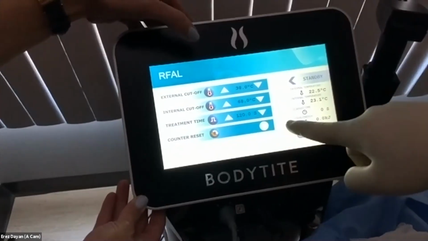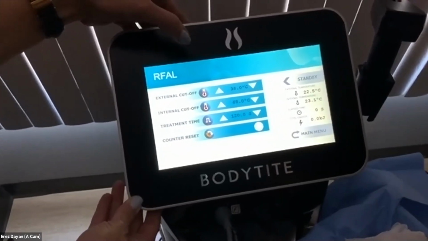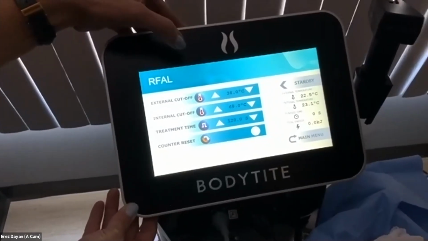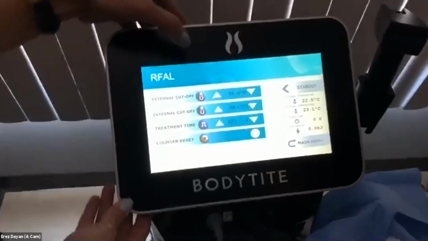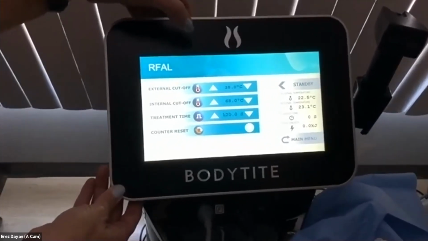Treatment time is 120 seconds. This basically means it defaults to 15 seconds. After that period of time, you have to hit the pedal again in case you fall asleep or something. It's a safety mechanism. I think it's a required safety mechanism.